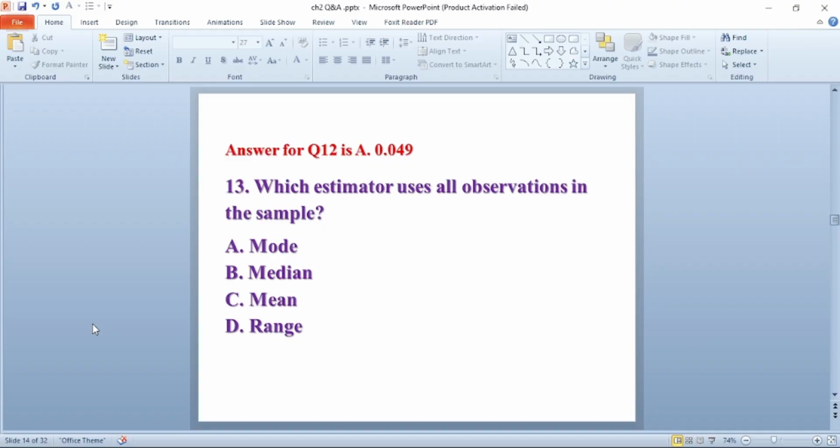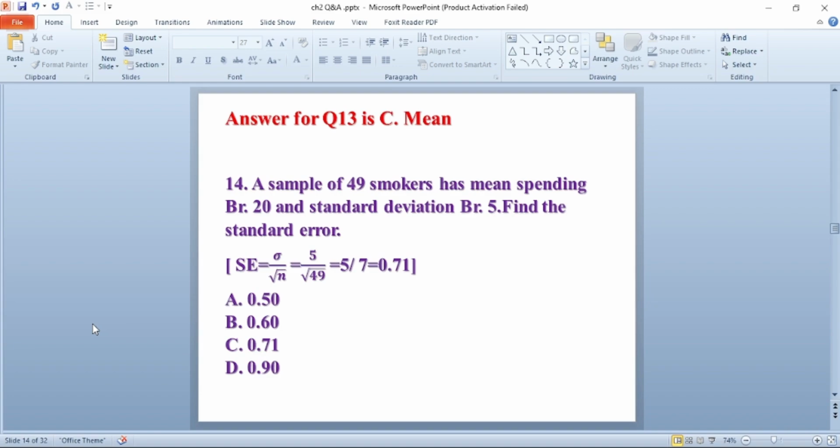Question number 13. Which estimator uses all observations in the sample? A. Mode. B. Median. C. Mean. D. Range. The answer is C.